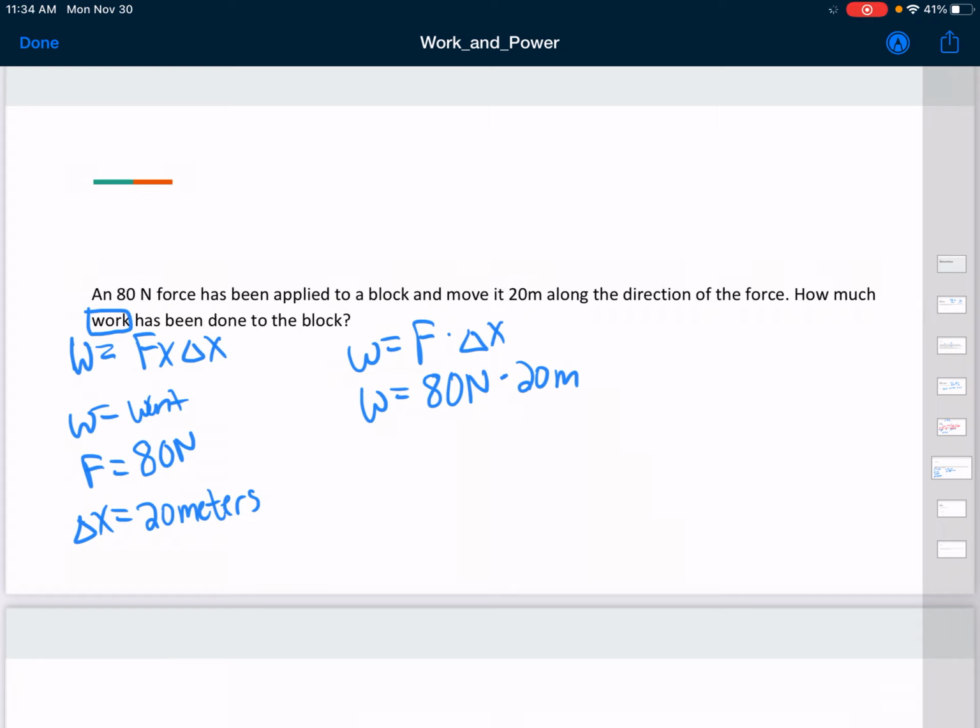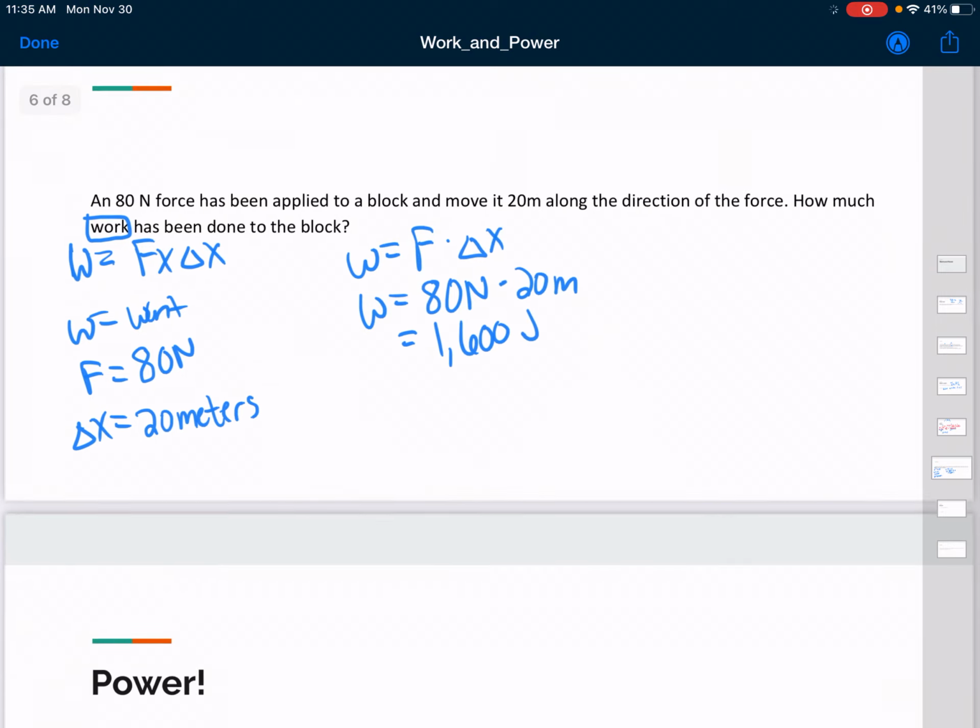All right, so if you typed that into your calculator, you should have gotten 1,600, and we are going to measure work in this unit of joules. Okay, that's the energy transfer that we're talking about. Cool? Because remember, joules were the unit of energy for kinetic and potential energy as well.